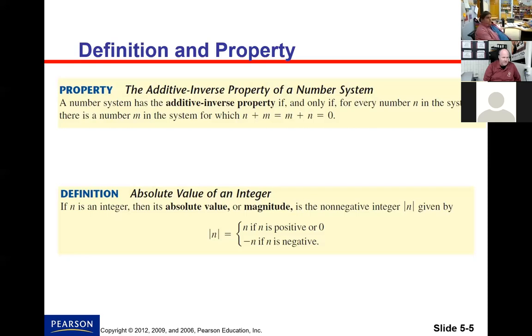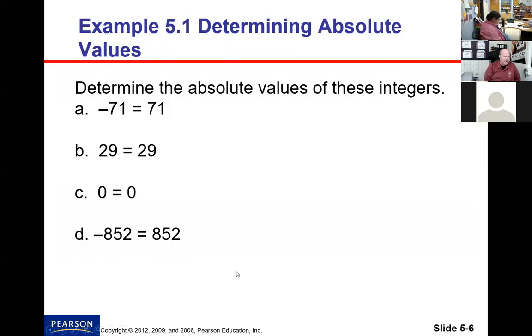Okay, so let's look at, I think we have some examples here. Oh, they're already given out. Okay, so the absolute value of negative 71, right? If we were to draw lines around that negative 71, what is the distance of negative 71 from 0? It's 71. What's the absolute value of 29? It's 29. Here's one. What's the absolute value of 0? Well, 0. It's not going anywhere, right? And the absolute value of negative 852 is 852. So it's the absolute value from different directions.